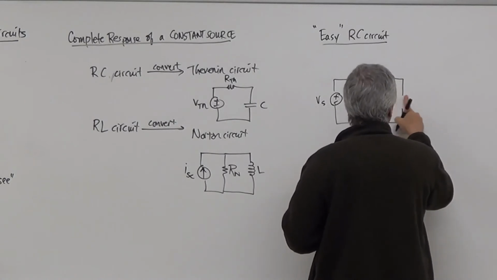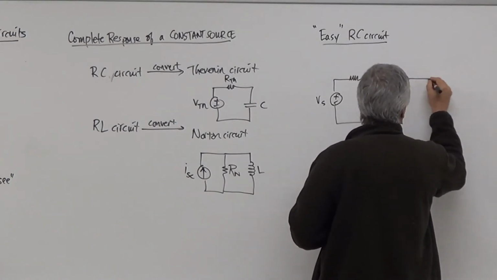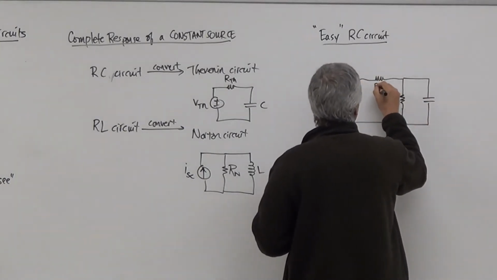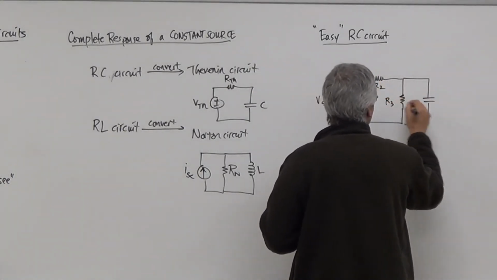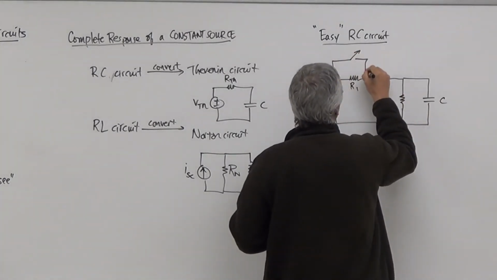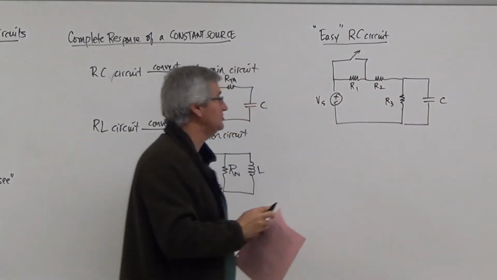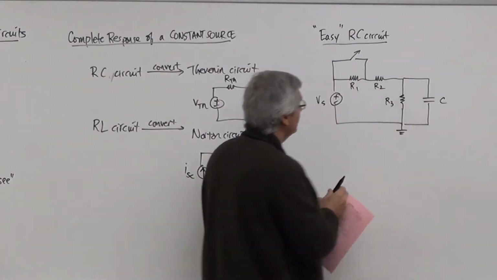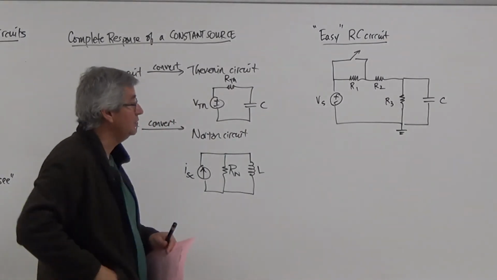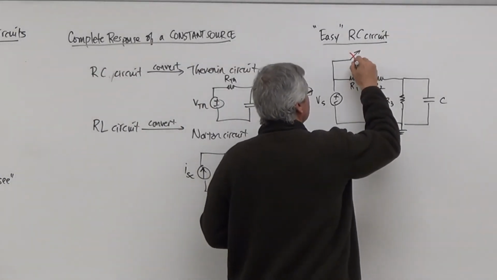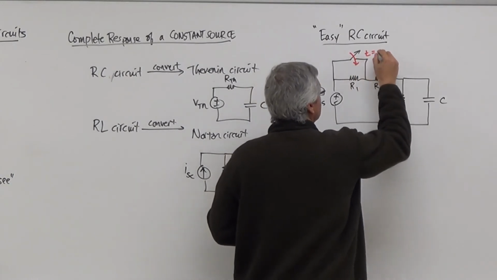Actually, let me put another resistor. So what we have here is R1, R2, R3, we have C, and then I'm going to set up a switch right there. And when I set up the switch, I'm going to put my ground down here at the bottom. So this switch closes at t equal to 0.